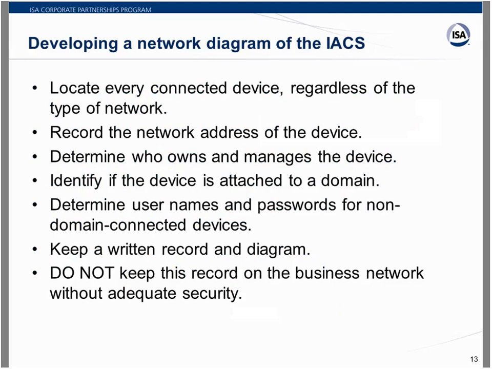So when you're doing that, developing that network diagram, you want to locate every connected device. And this includes even USB devices sometimes, and I'll talk about that in a bit, that some USB devices actually provide access to the system. Especially with USB 2 and 3, they can actually be live serial ports that can carry routable traffic. Record the network address of the device. Determine who owns the device. This is really critical in many organizations.